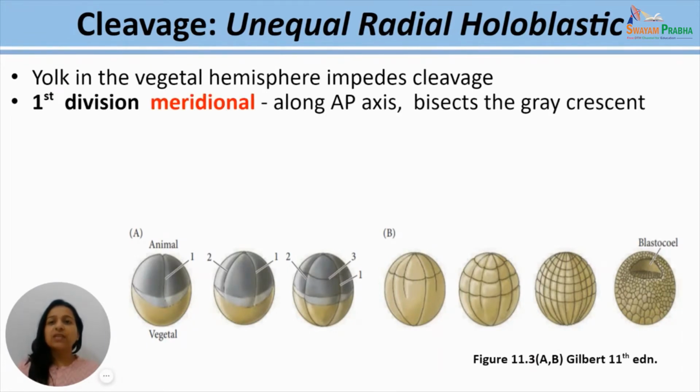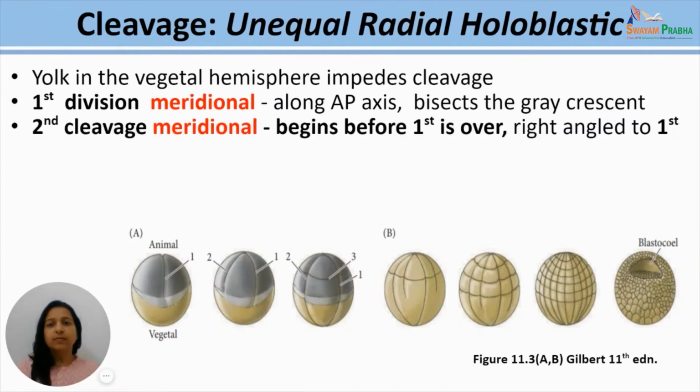The first cleavage is meridional in nature, which occurs along the anteroposterior axis. And in species where the Gray Crescent is present, it will bisect the Gray Crescent. The second cleavage is also meridional. It occurs at right angle to the first division.